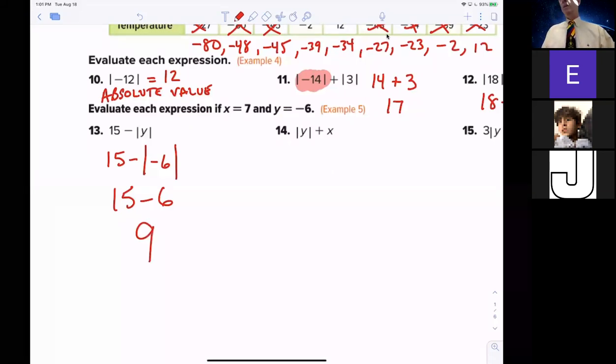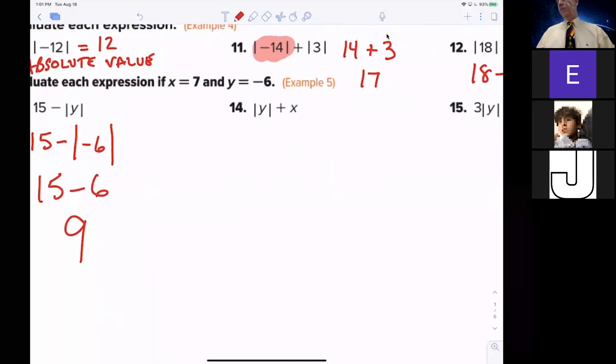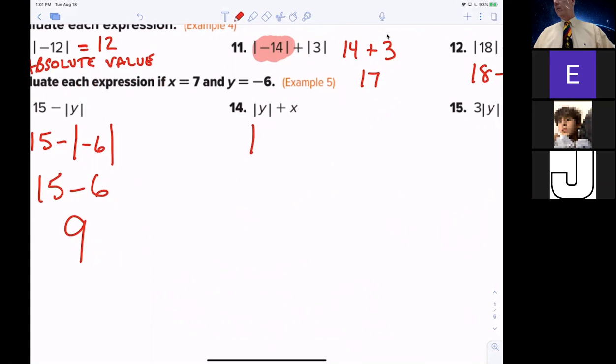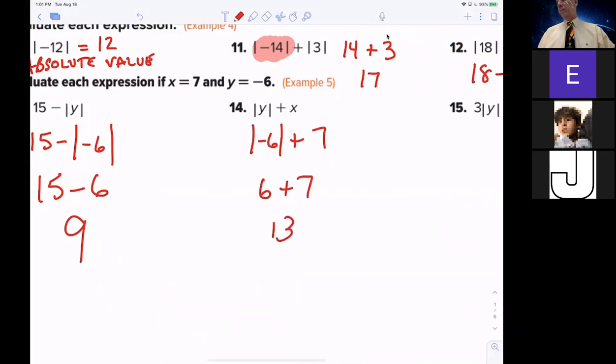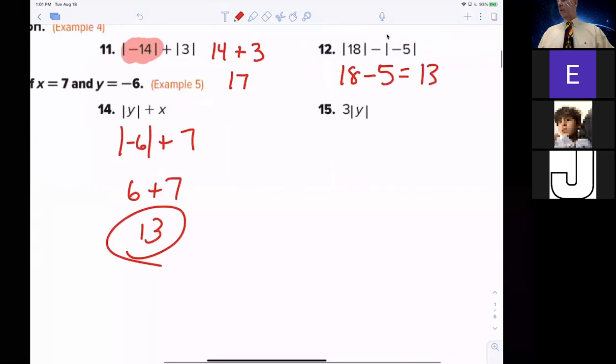All right, 14, here we go. What's y? Right, what's x? Right, so what's the absolute value of negative 6? And what's 6 plus 7? You're awesome. There we go. Beautiful, beautiful.